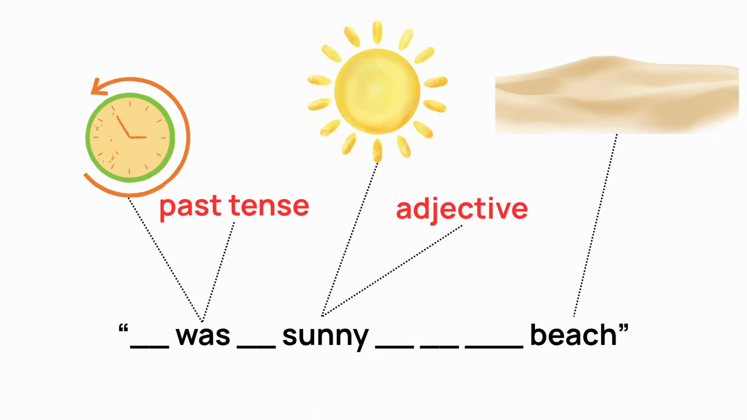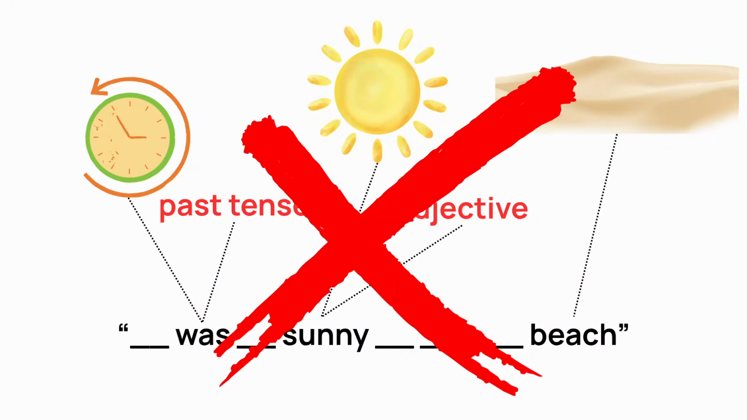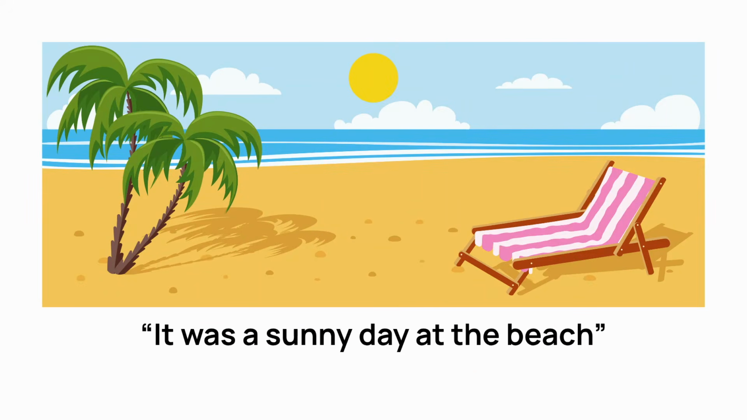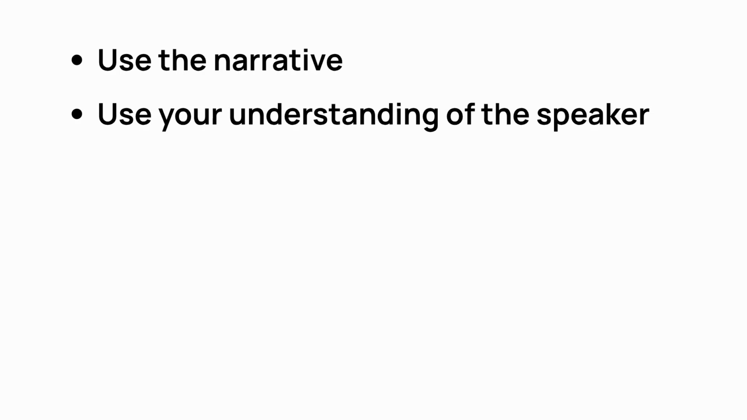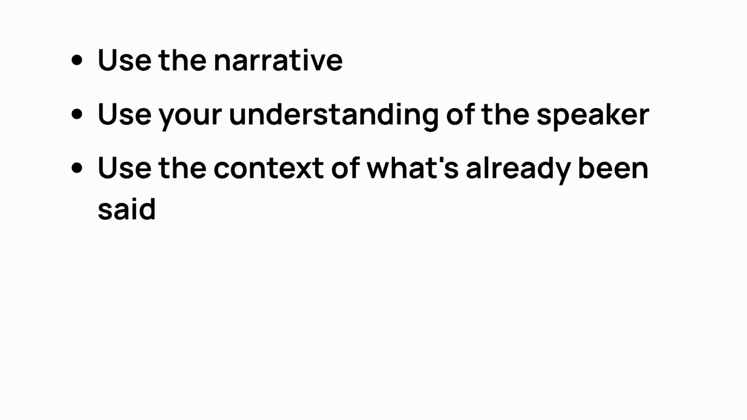You're not zeroing in on one word and losing the rest. You're using everything, the narrative, your understanding of the speaker, the context of what's already been said to get an approximation of what's happening. And notice I said approximation, because no matter if you're a beginner or an advanced learner, you're never going to get a fully clear picture.